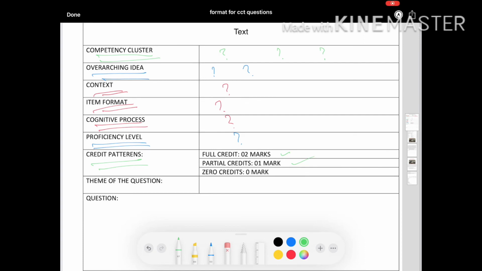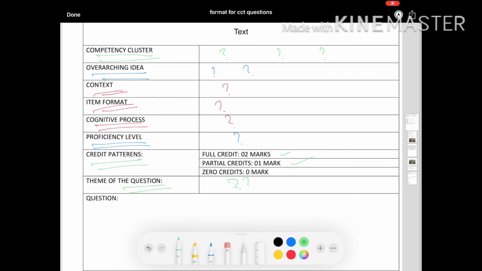Next is theme of the question. Here we have to write the title of the question. While preparing CCT type questions, first we create one situation and then we put some questions on it. Basing on the situation, you give one suitable title to the question and write here.